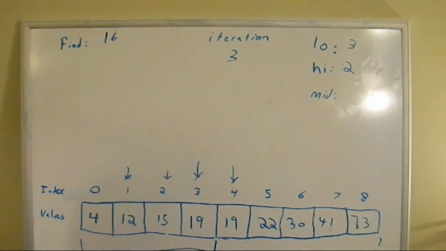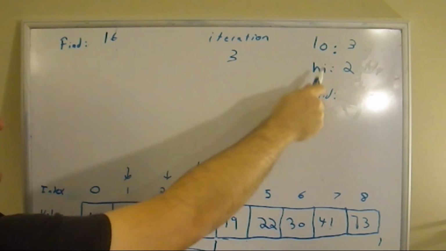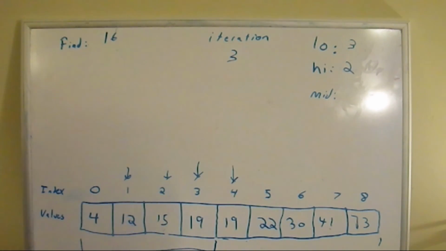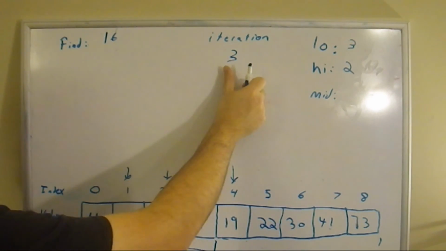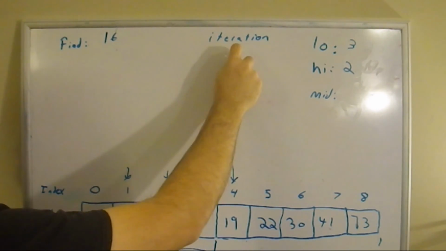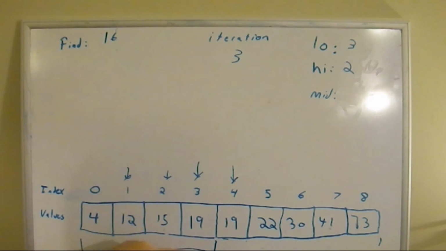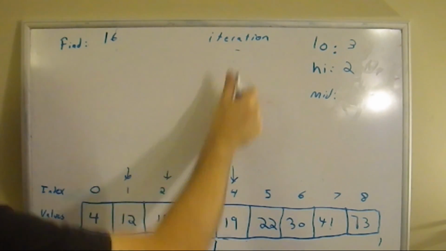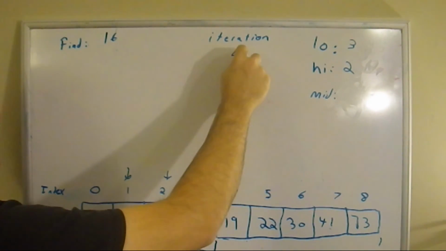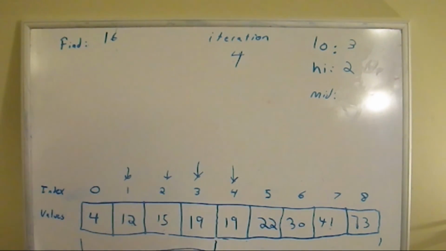Now we've hit a point where the low is higher than the high. At this point, we know that the item does not exist in the list. So we've essentially done 4 iterations. The first one, our second one, our third one, and then our fourth one. Our fifth time, we've noticed that high is lower than low, and it doesn't exist in the list.